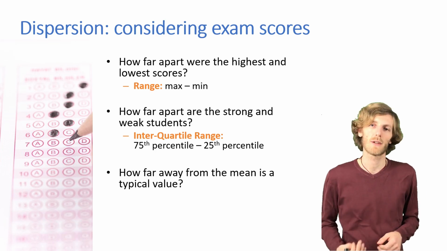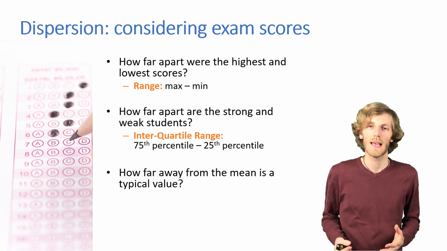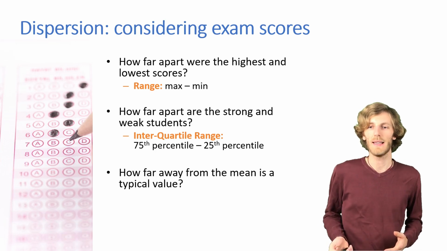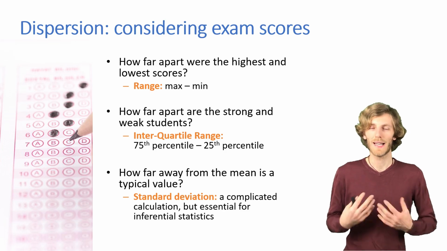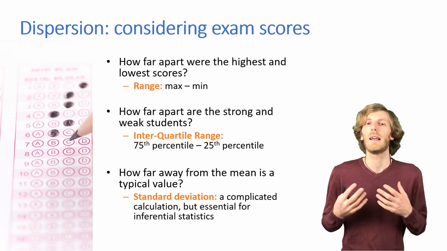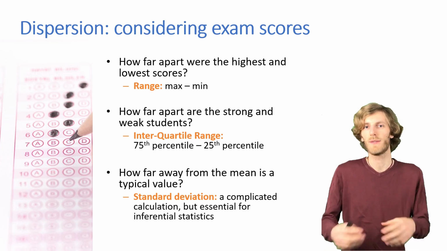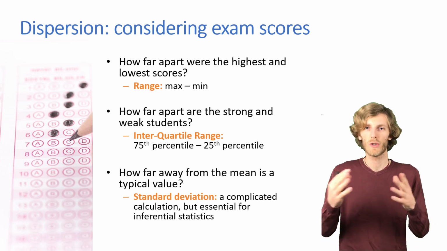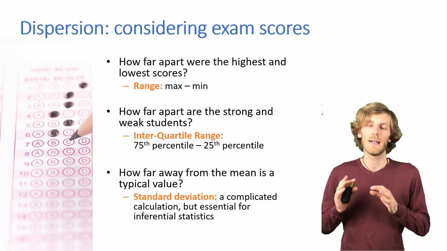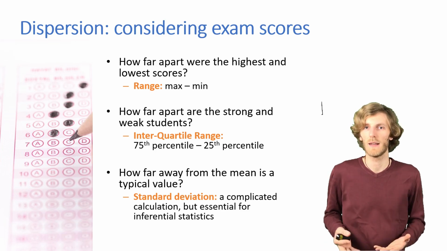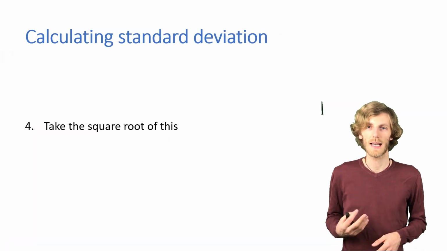And if we want to answer the question of how far from the mean a typical value is, we might use the standard deviation. It's quite a complicated calculation, but it's essential for inferential statistics. So it's essential for deciding whether differences we observe can be extrapolated to a larger population. We'll get to that much later in the course, but that's one of the reasons why this measure will show up a lot. How's the standard deviation actually calculated?